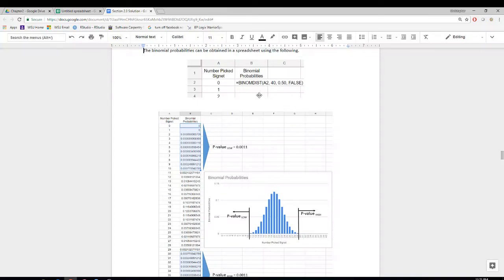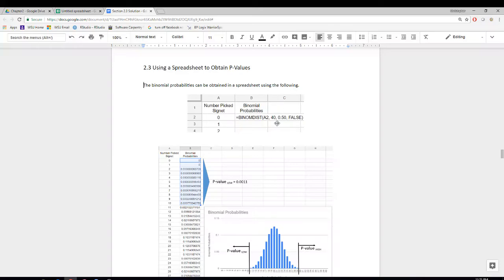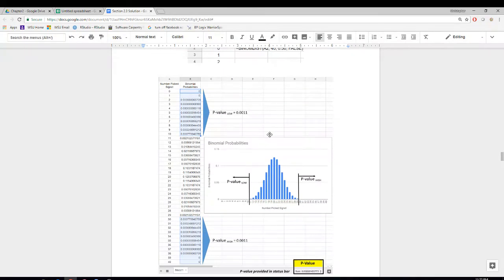And then I'm going to use the BINOM.DIST again. My list again starts in cell A2, so that's that first quantity. The number of trials is going to be 40 here. The probability of success is 50% again. This is another 50-50 example. That's the parameter value under the null hypothesis, or how the simulation model is set up. And that last quantity is going to be false. I go ahead and create that binomial probability column.